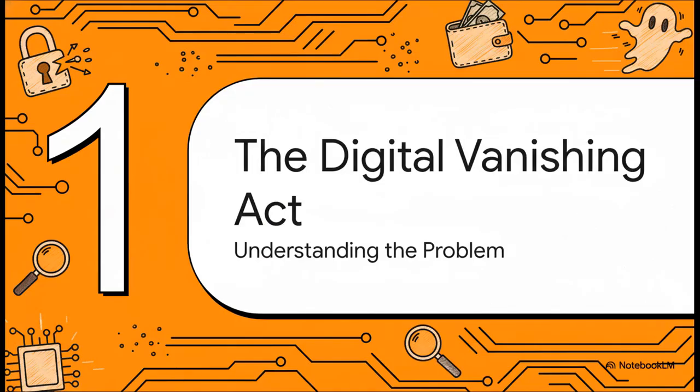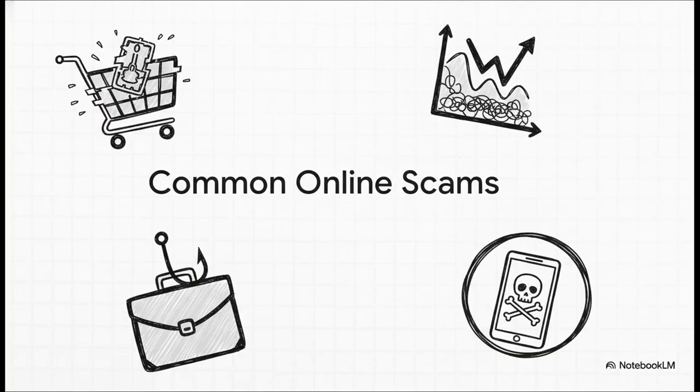Okay, first things first, we need to understand the crime scene. So we're kicking off with the Digital Vanishing Act to really get a handle on the common types of fraud that get these huge investigations started in the first place. It all starts with something that probably looks pretty familiar to you. You've got your online shopping scams, those fake investment opportunities, phony job offers, or even fraudulent loan apps. These are the traps. A victim sends their money, and boom, the digital chase begins in a matter of seconds.